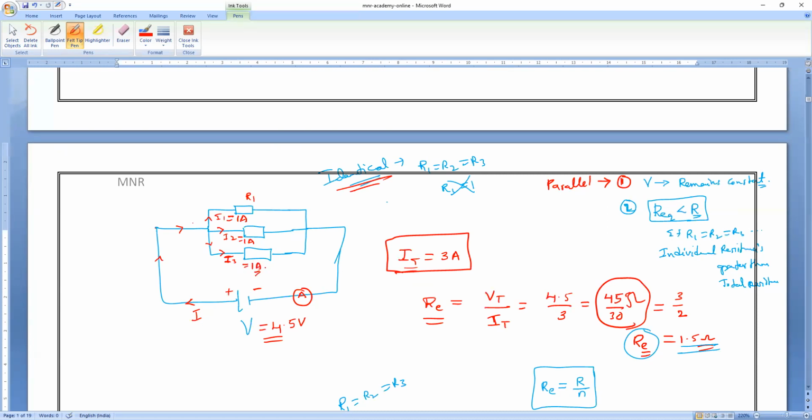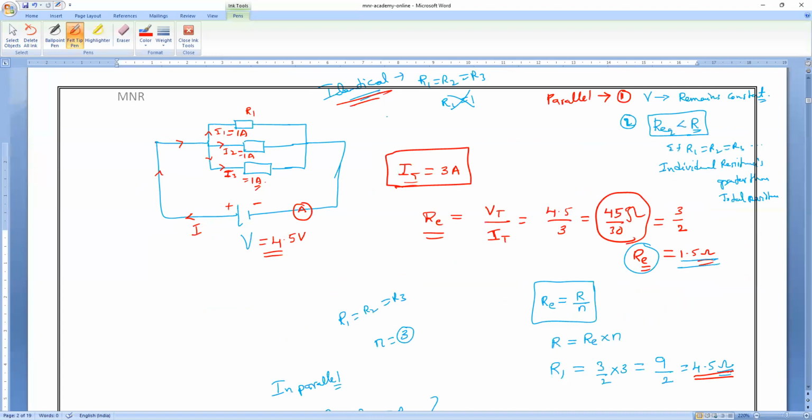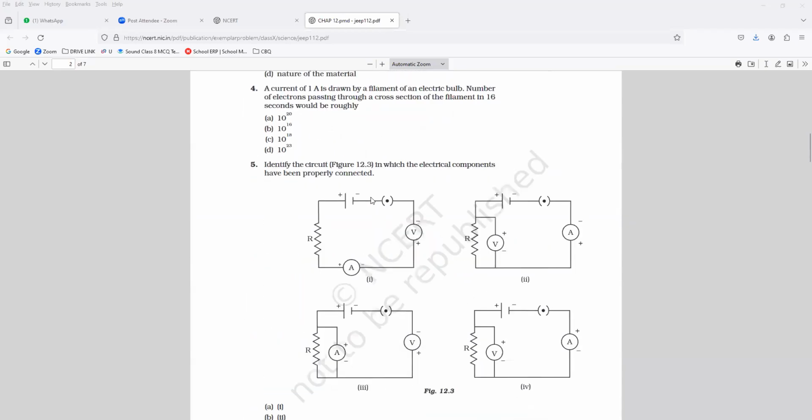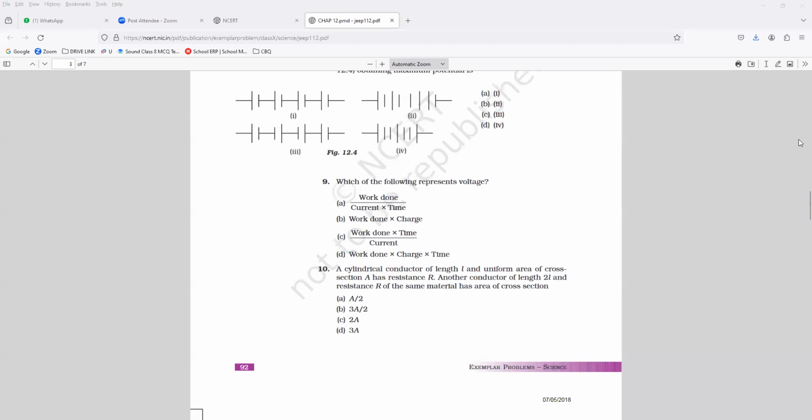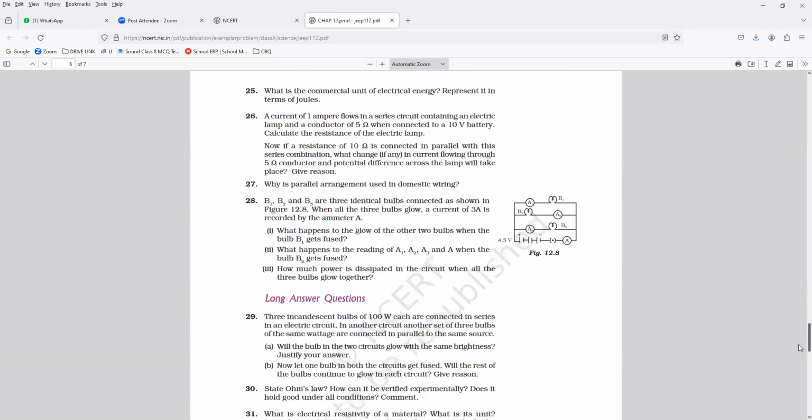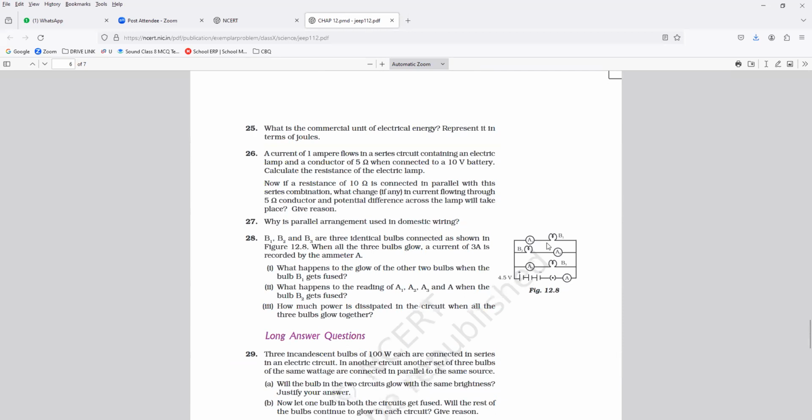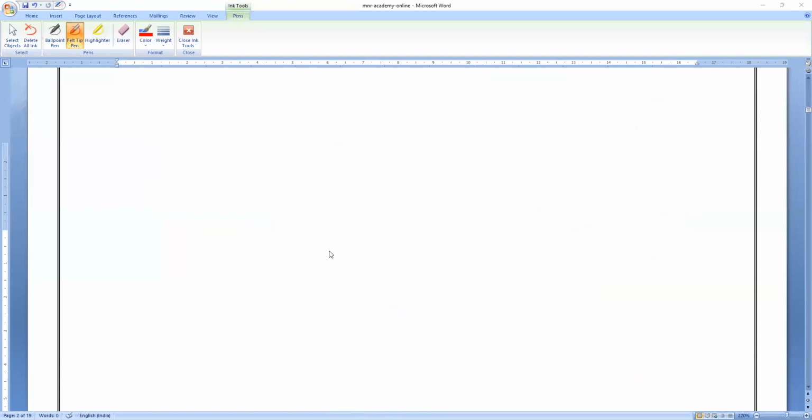That's fine. Now the first question: if bulb 2 is fused, what happens to the brightness of the other two bulbs? That is what they are asking. Bulb 2 gone means ammeter 2 reading is 0. Is it right? Now, with two resistors connected, my question is whether the total current remains the same.